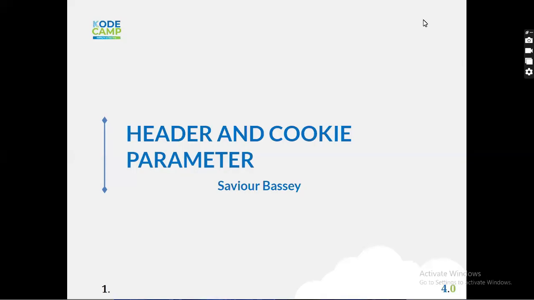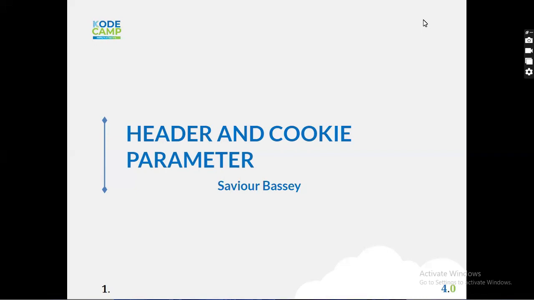So in our previous classes, we looked at query parameters, path parameters, and also the request body. In addition to those parameters, we're going to look at two other kinds of parameters, which are the header and the cookie parameter.